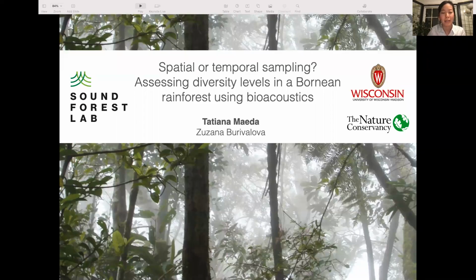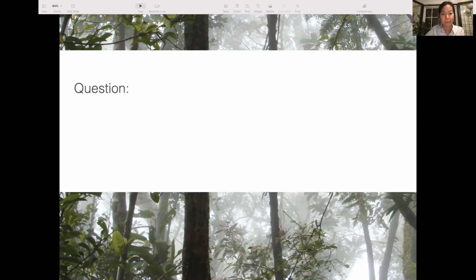My name is Tatiana Maida, and I'm a graduate researcher at the University of Wisconsin-Madison, and I'll be talking about spatial or temporal sampling: assessing diversity levels in a Borneo rainforest using bioacoustics.